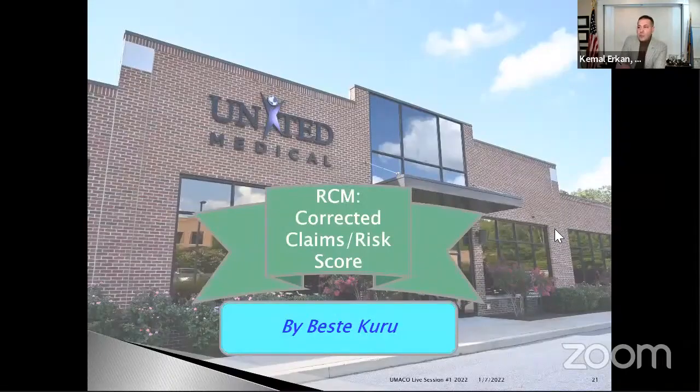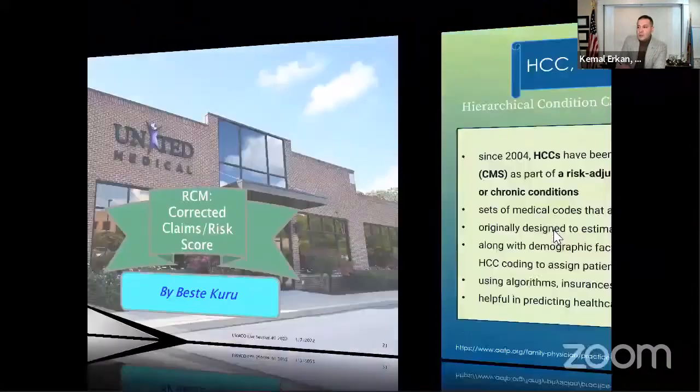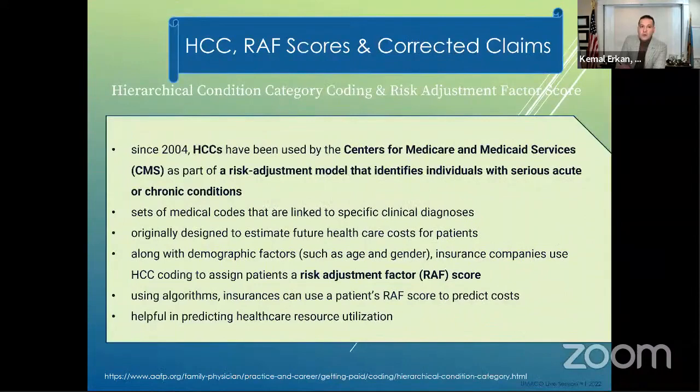All right. So Best is one of our senior client managers. She's gonna cover the corrected claim and risk score process. This is actually medical. On one side, it's on the medical billing, but on the other side, it's also clinical. And both departments are working very closely with this item. So, all right, Leslie, you're on.